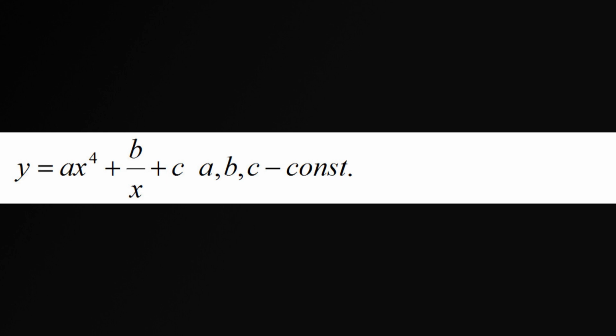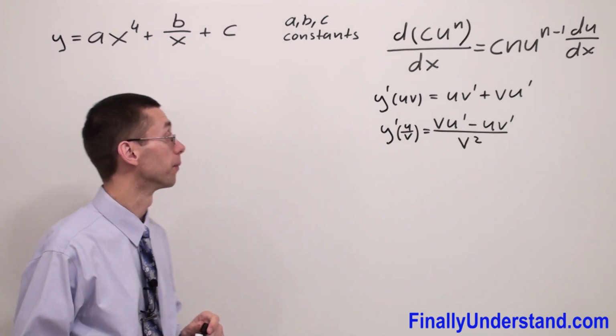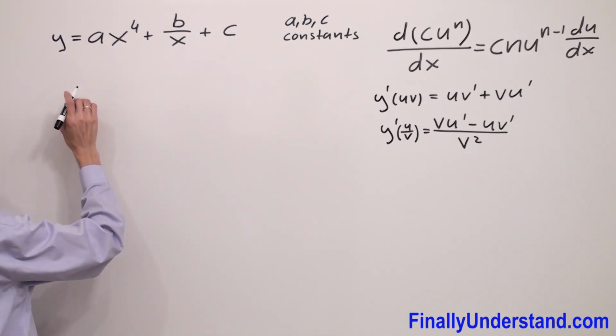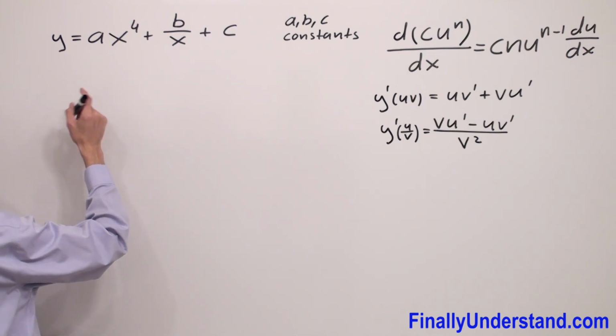Let's take a look at the board. This time we're supposed to find the derivative of the sum. Okay, this is my sum. But before I take the derivative, I'm going to rewrite this as a primary derivative.